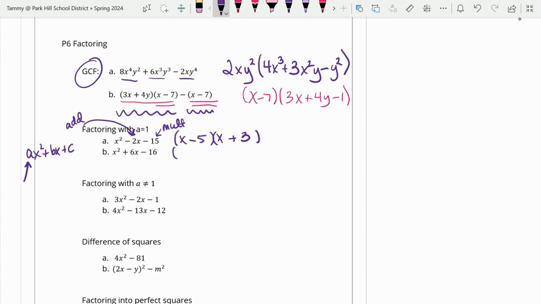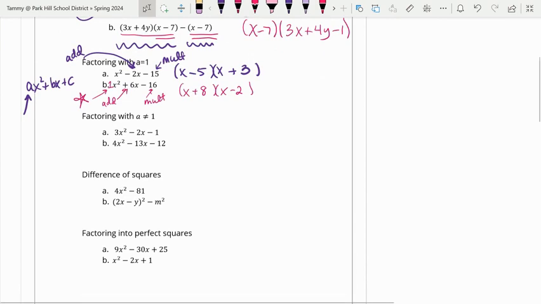Next one is similar. I need to find 2 numbers that multiply to negative 16 and add to 6. So this only works when that leading coefficient is a 1. So what 2 numbers multiply to negative 16 and add to 6? So that's going to be x plus 8, x minus 2. Positive 8, negative 2, multiply to negative 16 and add to 6.